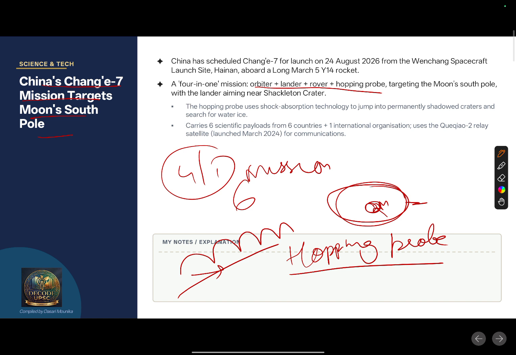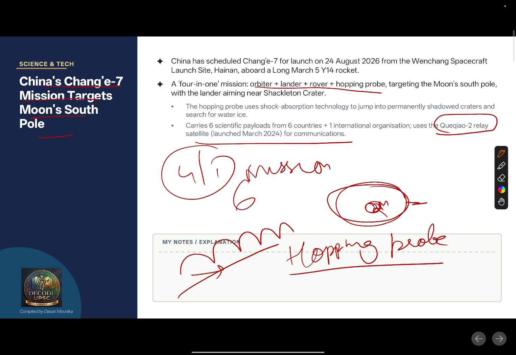So that is why the lunar south pole has become an important point to be discussed in scientific exploration. Another important concept is the relay satellite. This also mentions the Queqiao-2 relay satellite, which was launched for communications. So why do we need a relay satellite? Because direct communication between the spacecraft and the Earth may not always be possible. So communication can go spacecraft, relay satellite, Earth. This is a very important basic concept.